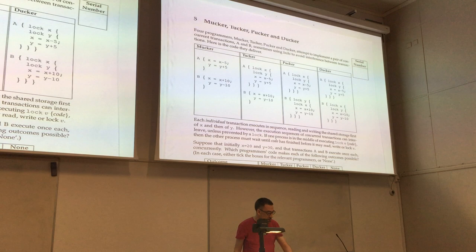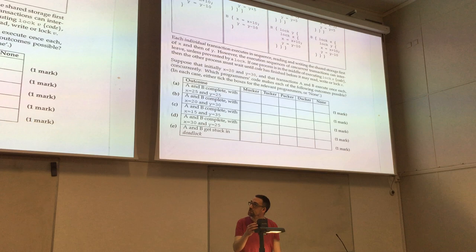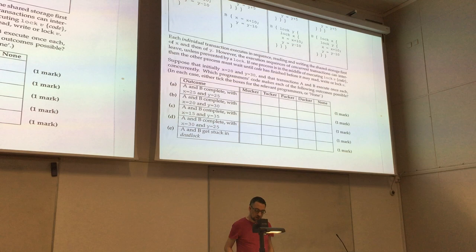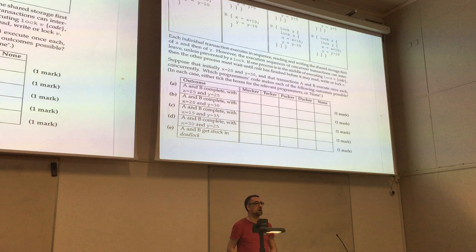what happens? Let me show you the bottom of the question. You get a grid. You get told that initially X is 20 and Y is 30. And you're asked what can happen afterwards. So you're asked to say, for each of these possible outcomes, whether the code written by each of the programmers can possibly achieve that outcome, given the chaos that can happen when you run programs that share memory concurrently.